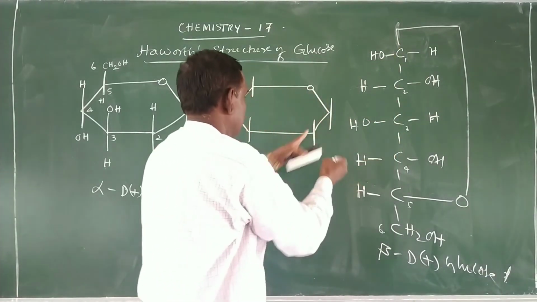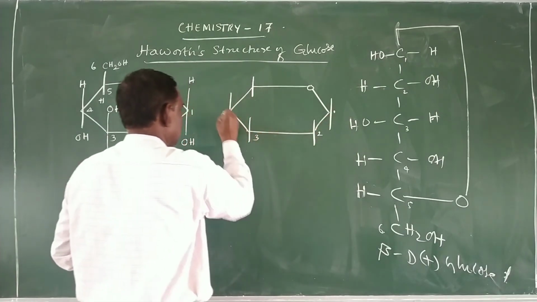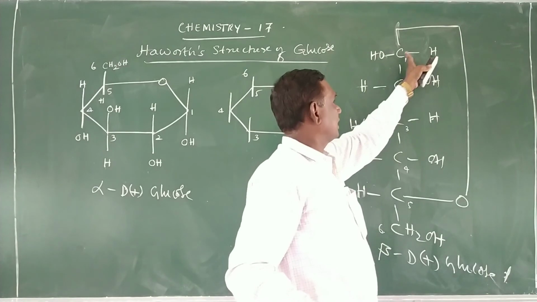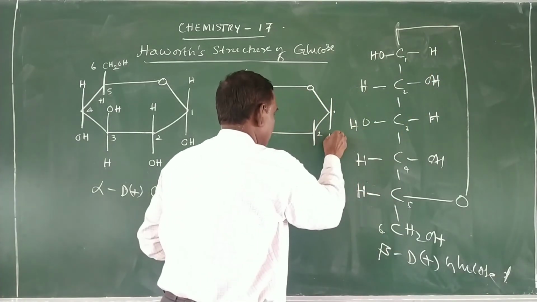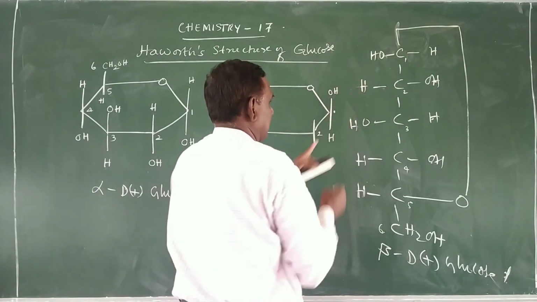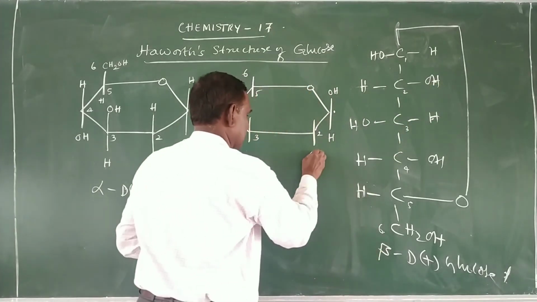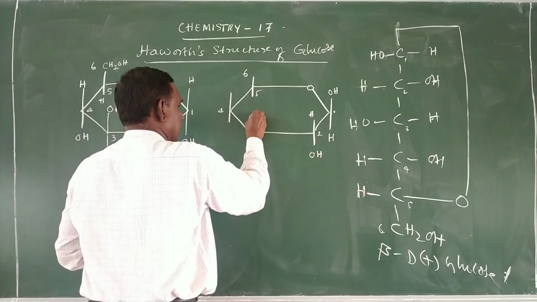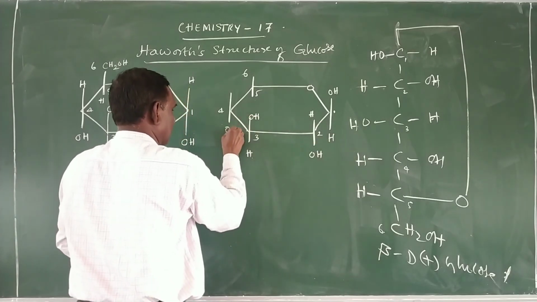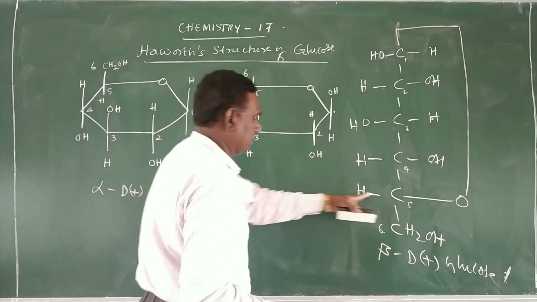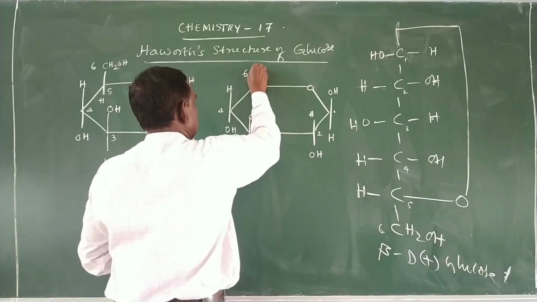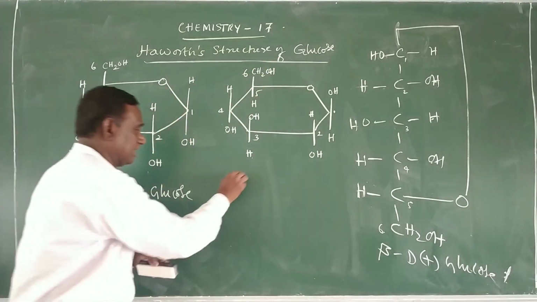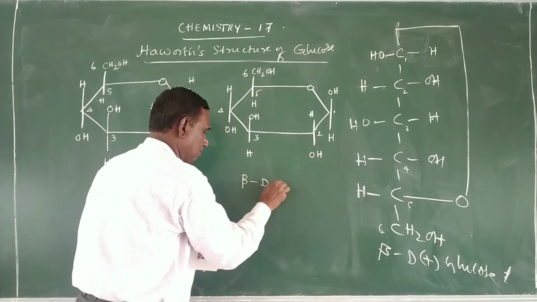Now you see number 1, 2, 3, 4, 5 and 6. On the right hand side of carbon atom one is H, therefore it is below. OH is above. Second carbon atom, OH is here, above, H below. Third, H, and this is what? OH. Fourth one, OH below, H above. But this is H and CH2OH as usual. You should be on the right line. So this is beta D glucose.